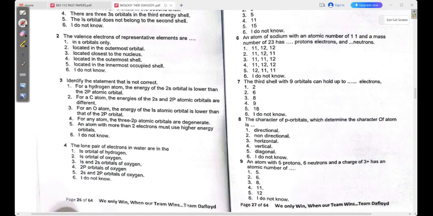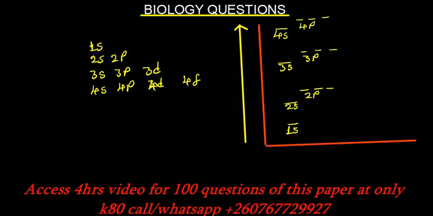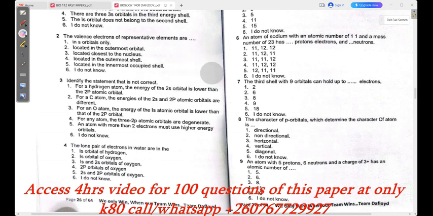The valence electrons of representative elements are, so valence electrons, we know that these are the electrons which are found in the outermost shell of an atom. So if you have just a single electron in the outermost shell, that is a valence electron. And the valence electron number is going to be 1 if they ask for the valence electron number. You just count how many electrons are in the outermost shell, that is the valence electron number.